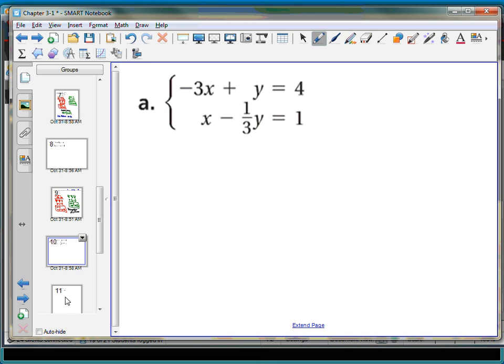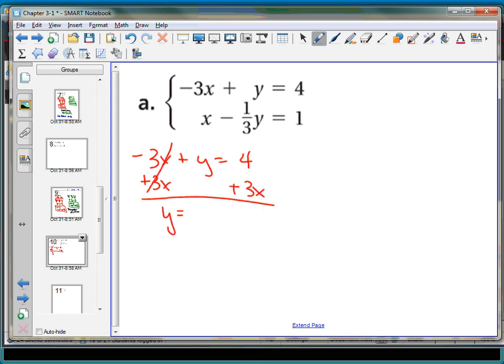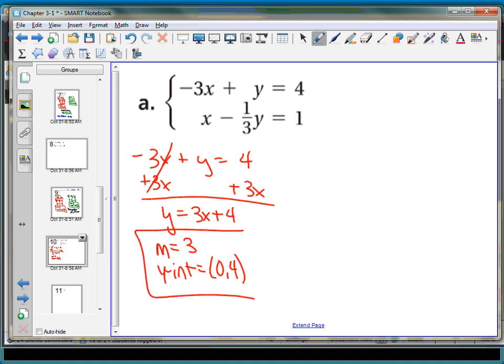What do I do? Solve for what? Solve for y. So negative 3x plus y is equal to 4. Add the 3x. Y is equal to 3x plus 4. What's my slope? 3. What's my y-intercept? 0, 4. Excellent job, guys. Box it in.